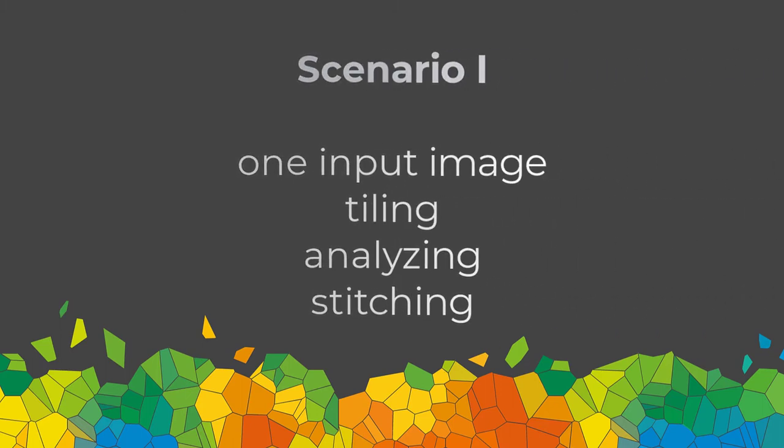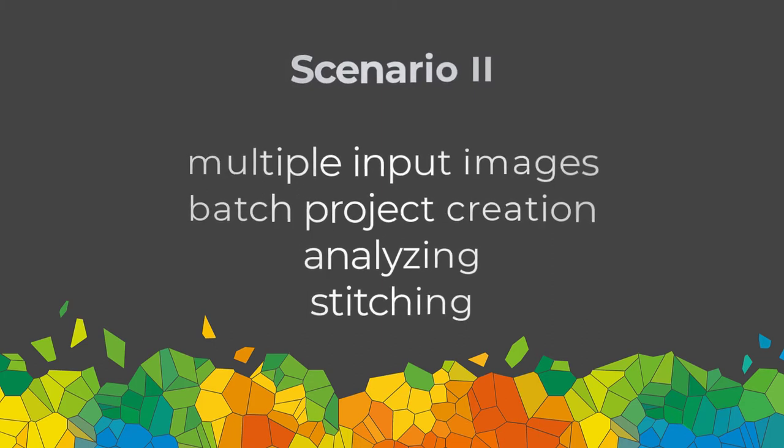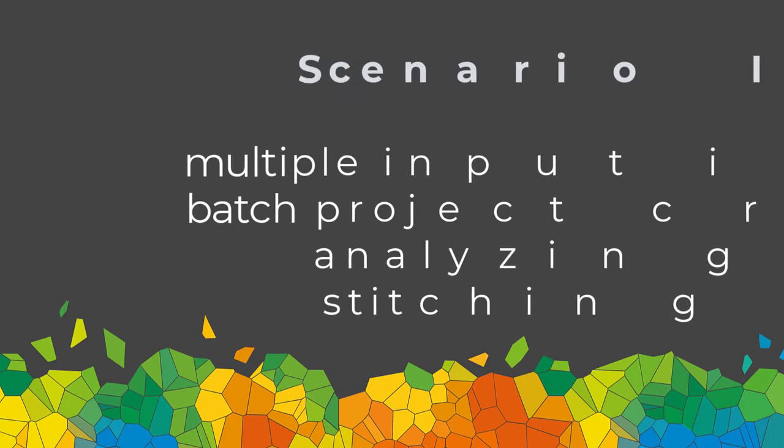I actually prepared two different scenarios. The first one that we're going to start with is where we have one image and we're going to tile that image in eCognition and analyze the tiles to show you batch processing, and then stitch the results back together, also using eCognition server. The second scenario is where you already have tiles and you want to use eCognition. The workflow there is that we're going to create projects for each tile, analyze those projects based on a rule set, and afterwards stitch the results back together into a mosaic within eCognition. So two different workflows, and let's start with the first one.